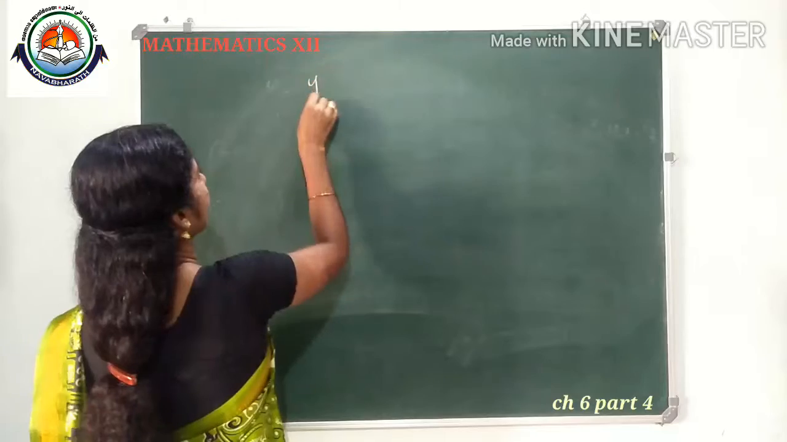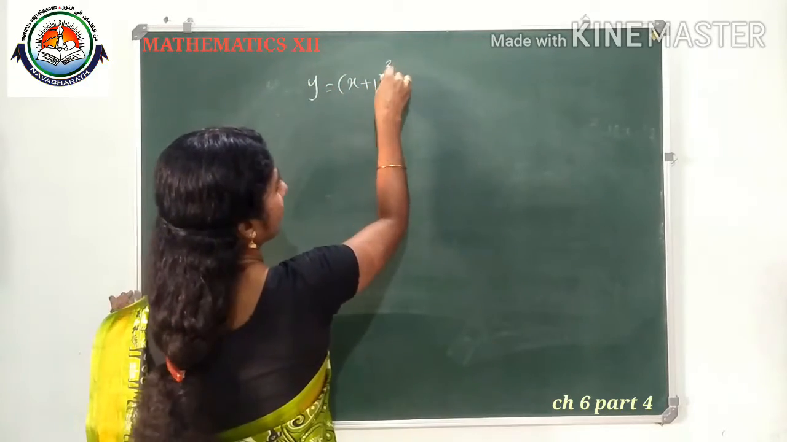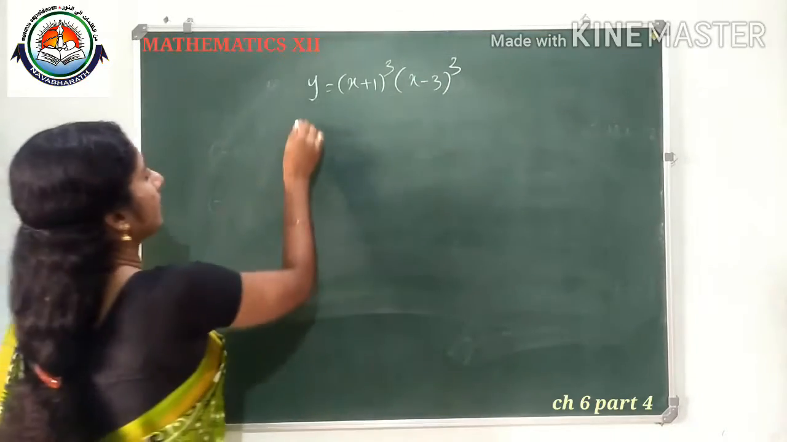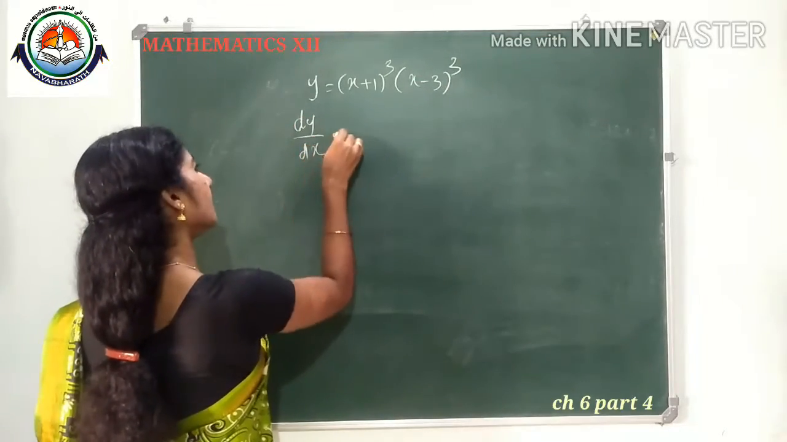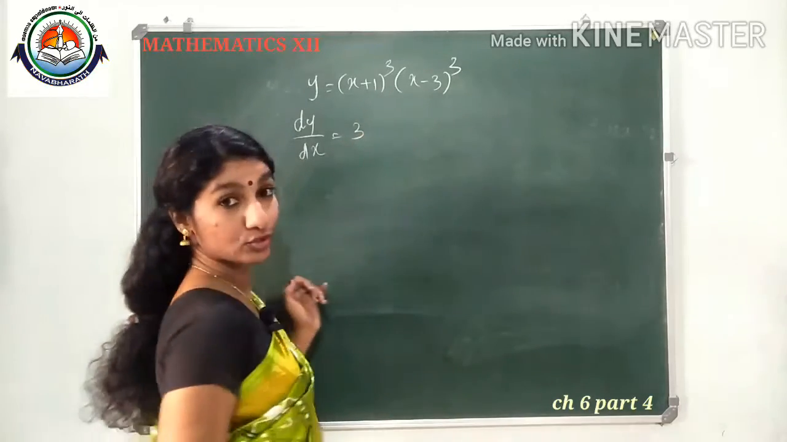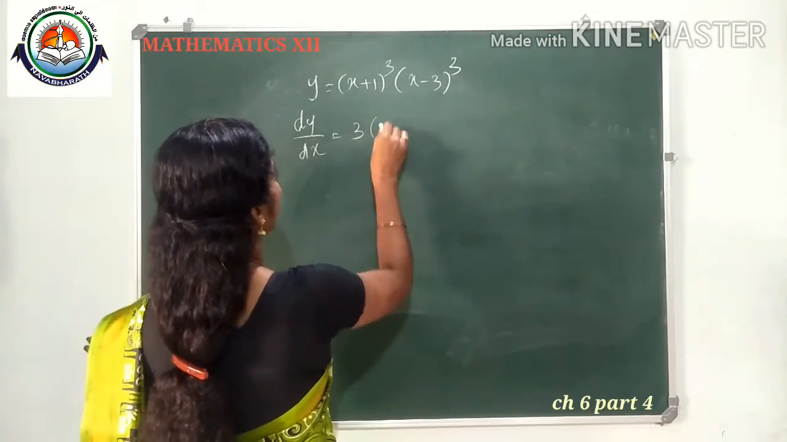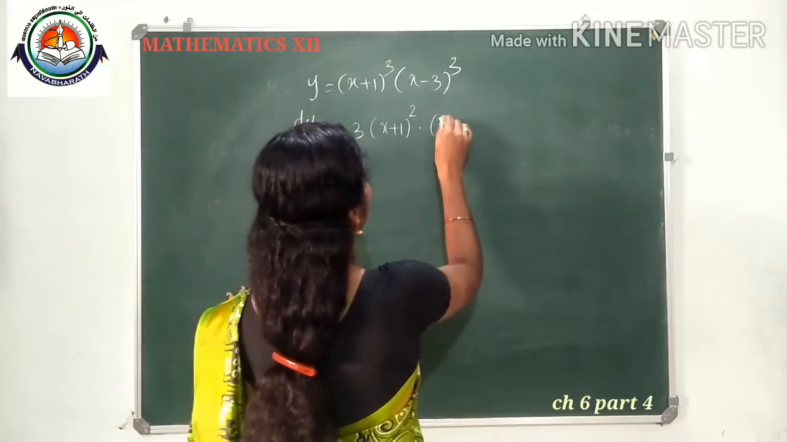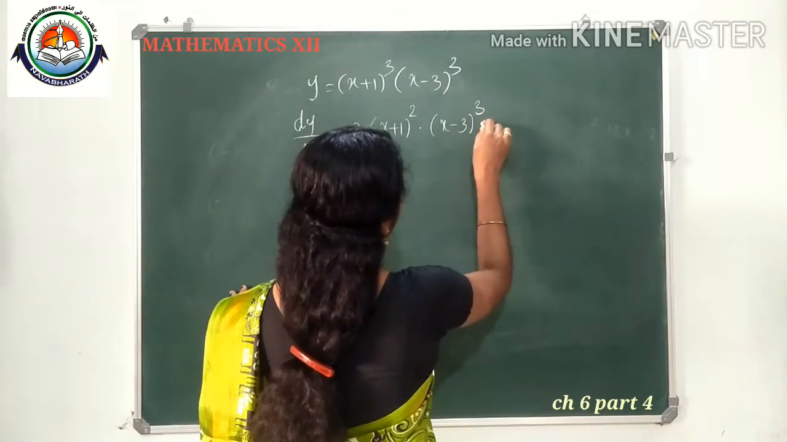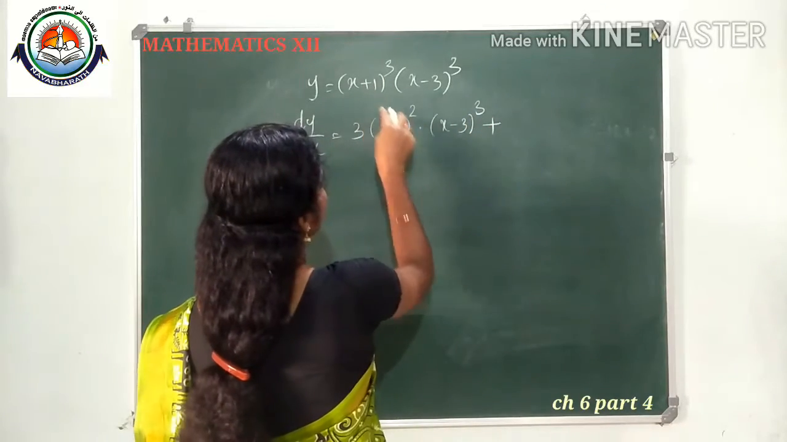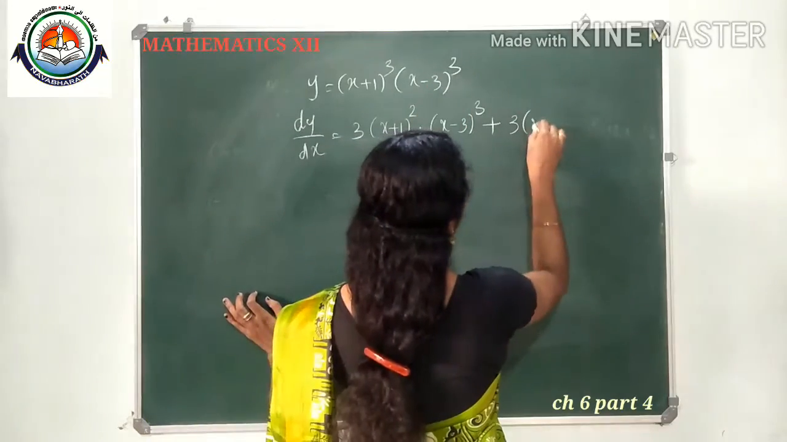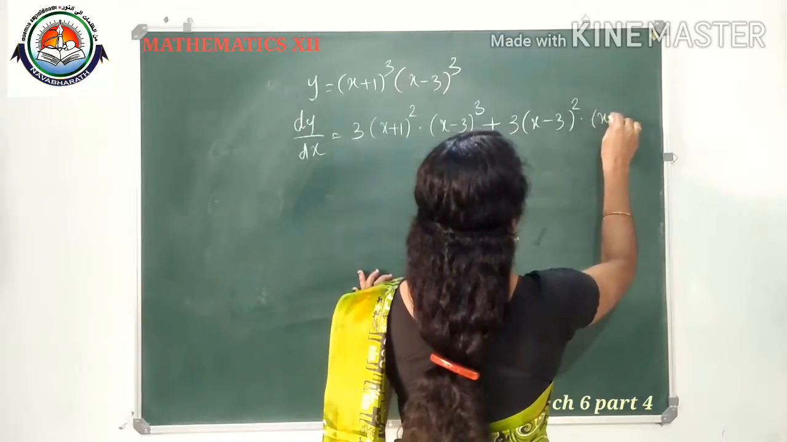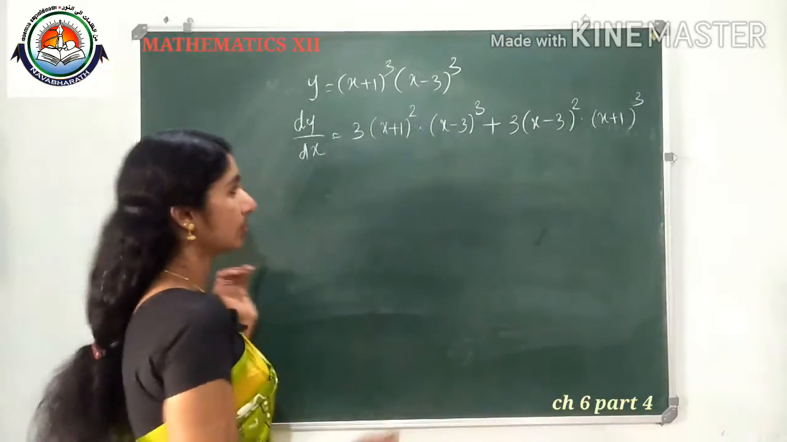Then we have another question: y equal to x plus 1 whole cube into x minus 3 whole cube. Find dy by dx. We need to apply the product rule for finding this derivative. dy by dx is equal to 3 into x plus 1 whole square into the derivative of x plus 1, which is 1, into x minus 3 whole cube, plus 3 into x minus 3 whole square into the derivative of x minus 3, which is 1, into x plus 1 whole cube. Product rule applied.